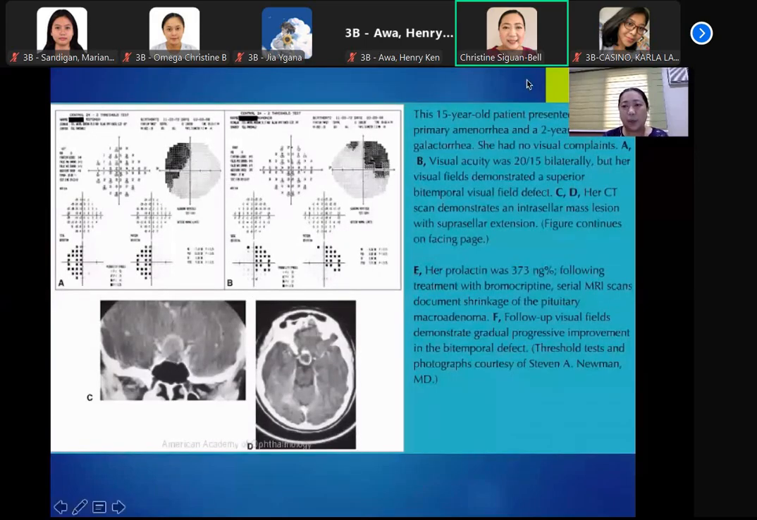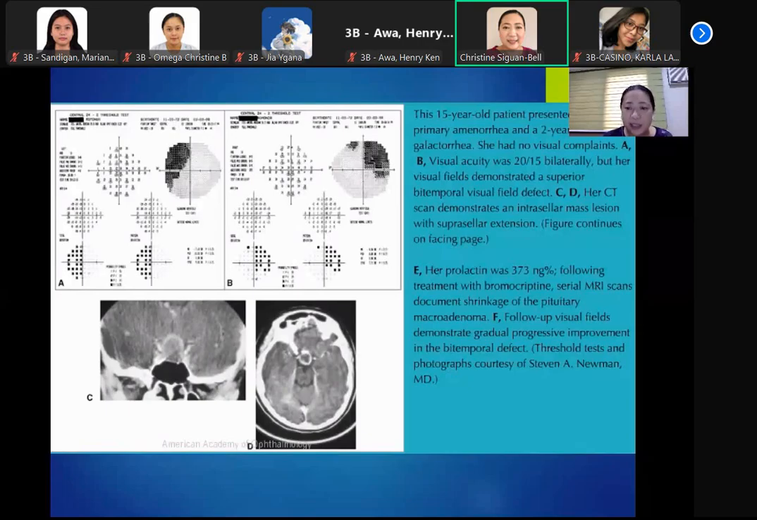So this is an example. This 15-year-old patient presented with primary amenorrhea, 2-year history of galactorrhea. She had no visual complaints. Visual acuity was 20/15 bilaterally, but her visual field demonstrated a superior bitemporal field defect, shown in the visual field printout. Her CT scan demonstrates an intrasellar mass, so meaning it is hinging on the optic chiasm.